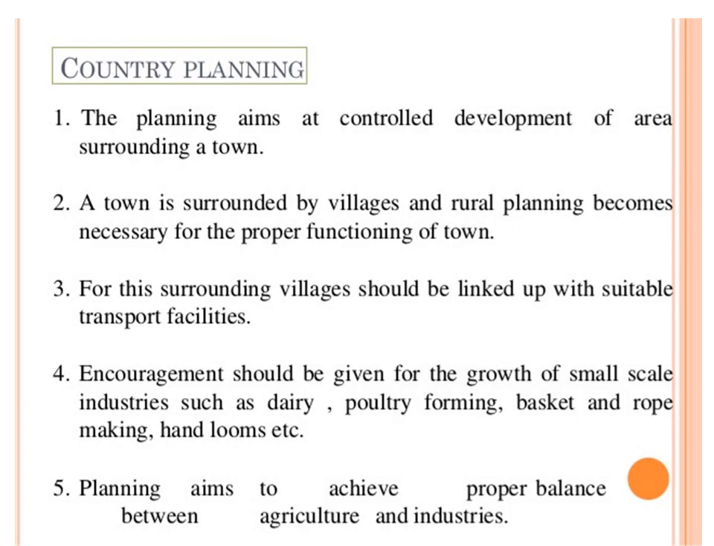The country planning aims at controlled development of the area surrounding a town. A town is surrounded by villages and rural planning becomes necessary for the proper functioning of the town. For this, surrounding villages should be linked up with suitable transport facility. Encouragement should be given for the growth of small scale industries such as dairy, poultry, farming, basket and rope making, handlooms etc. Planning aims to achieve proper balance between agriculture and industry.